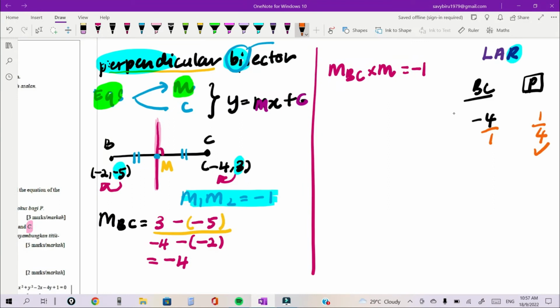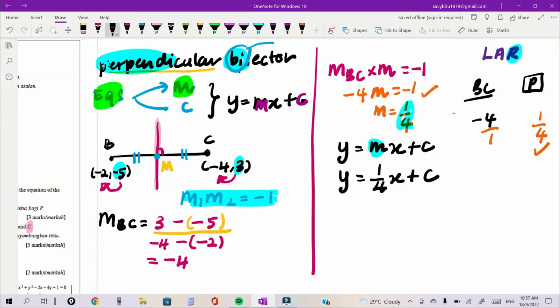But you need to show this working, this step where the gradient of BC just now is -4. You can find the gradient of the perpendicular lines, then you will still get 1/4. You must show this step. After we get the value of the gradient, put in y equals mx plus c. Now the gradient value is 1/4. To find c, you must substitute any point that lies on the line. Now this perpendicular line passes through the midpoint of BC, so we need to find the midpoint of BC first.